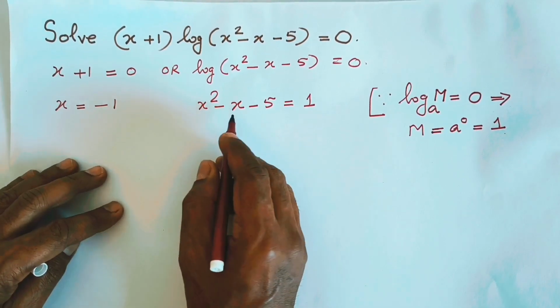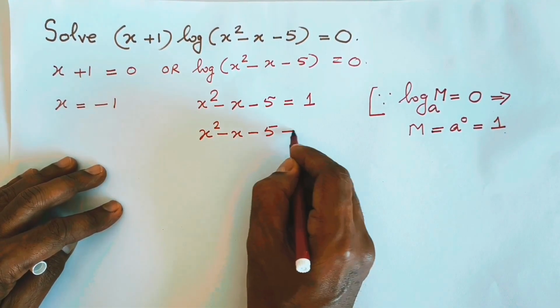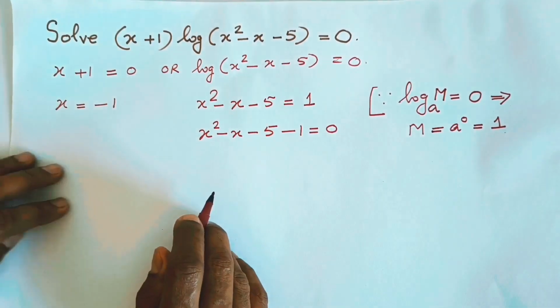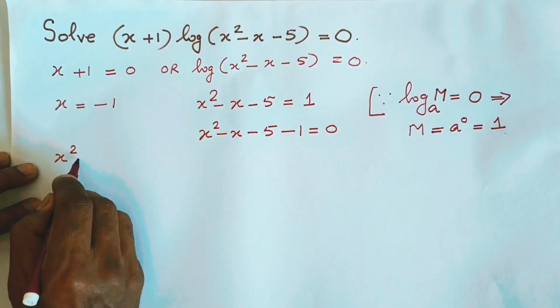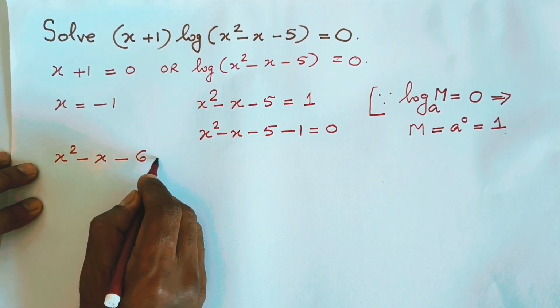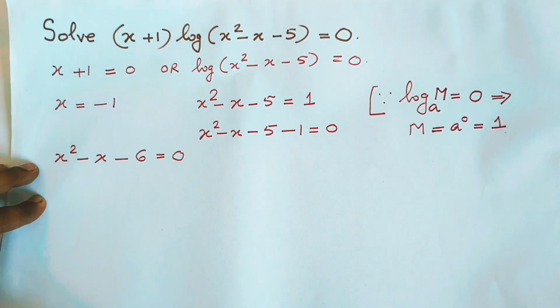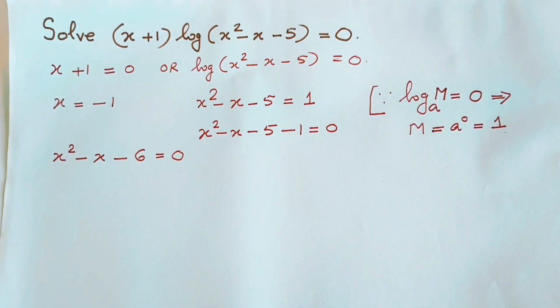Now let's further simplify this quadratic equation. Take 1 to the left side. You will have x² - x - 6 equal to 0. Now we got a quadratic equation. By solving this quadratic equation, we will possibly have two more roots. So let's solve this. You can use either the factorization method or the formula method. This is a simple quadratic equation.